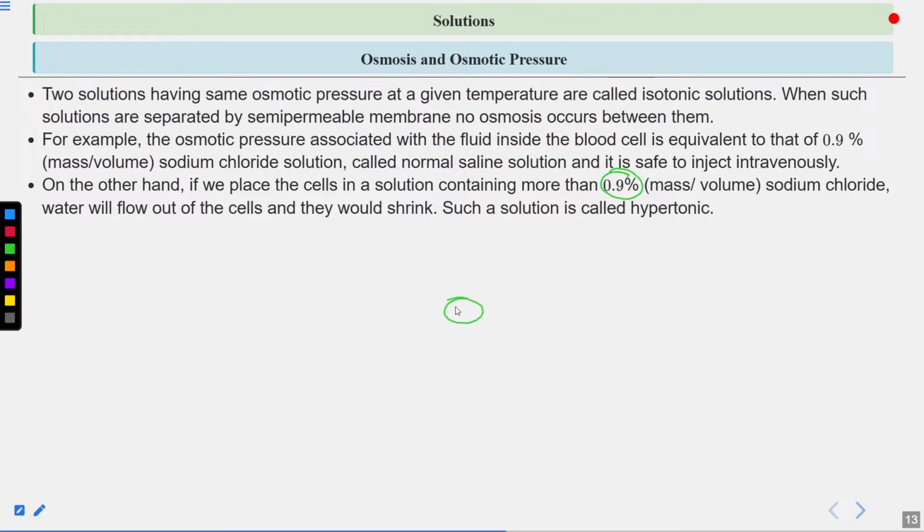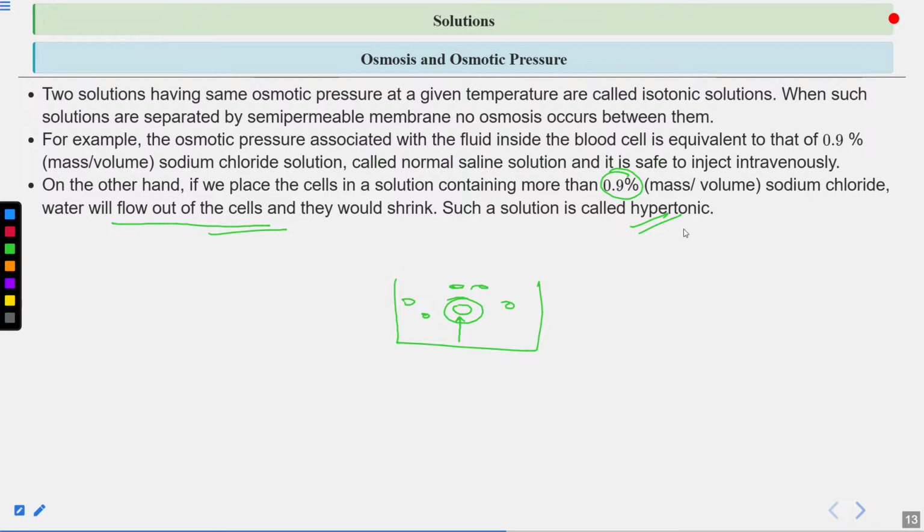But if it is more than 0.9%, then the water will flow out of the blood cells. Suppose you take a blood cell. The blood cell will also have some concentration, and you keep it in a salt solution. Then if this salt solution has a greater osmotic pressure, then what will happen? The solvent will move out of the blood cell. And if the case is opposite, then water will flow into the cell and your blood cell will be filled with water.